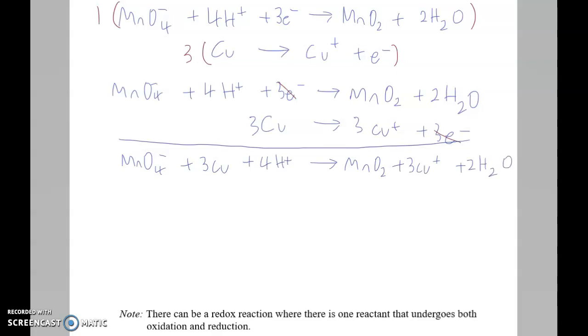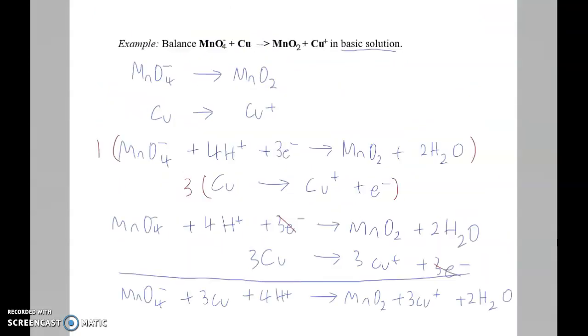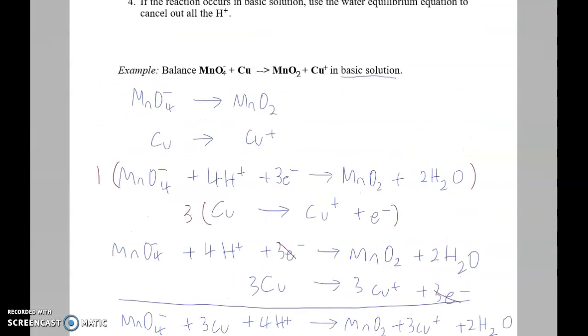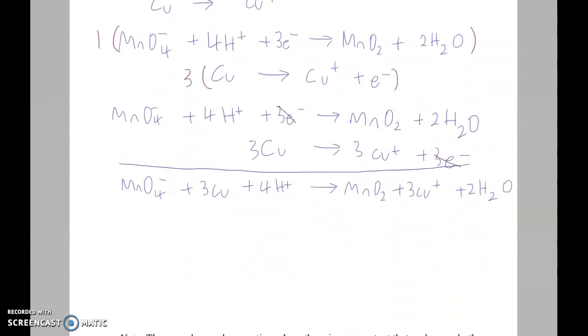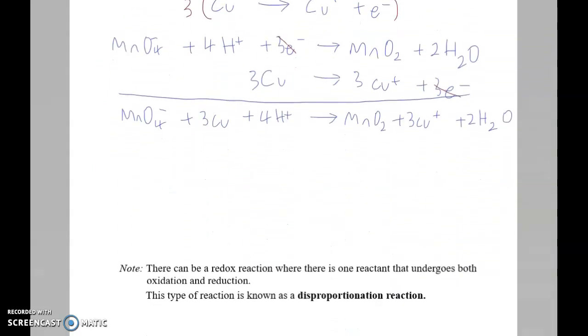Now this equation would be balanced, but we are told that the equation is in basic solution. The reaction occurs in basic solution, so you must convert it to basic solution. And you do this with the water formula.